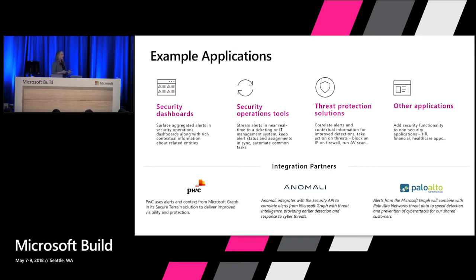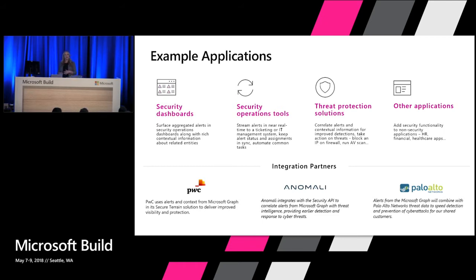As part of our initial public preview launch, we featured some integration partners, some of the folks that were working with us through the private preview and have applications that are integrated already with the security API. One example is PwC, who is integrating alerts and context from Graph into its secure terrain solution. PwC is both a technology provider and a managed security service provider. So we talked a little bit about the value of integrating those security insights into dashboards for MSSPs.